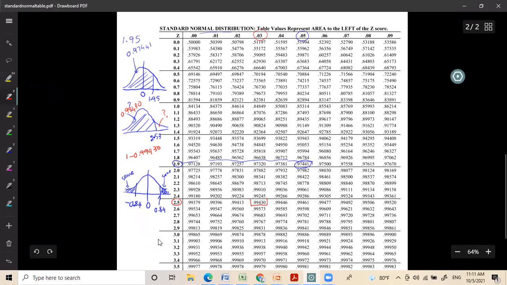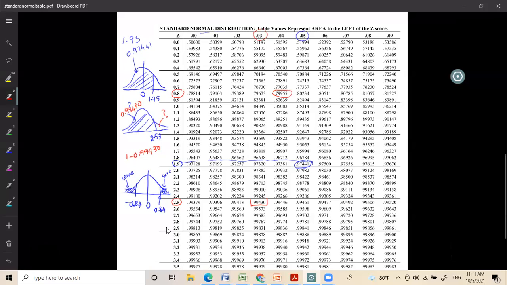So if you want negative 0.84, you read positive 0.84. Let's try it. 0.84 is here. So 0.79955 is everything to the left. So this small part will be 1 minus 0.79955. And that is exactly the same as this point. Okay, so from symmetry, you can find both negative and positive Z scores.